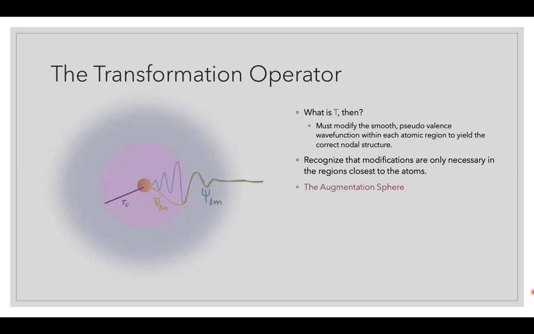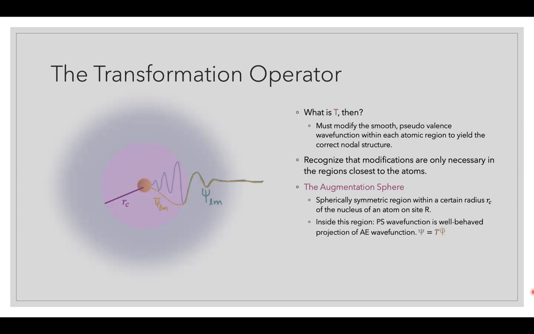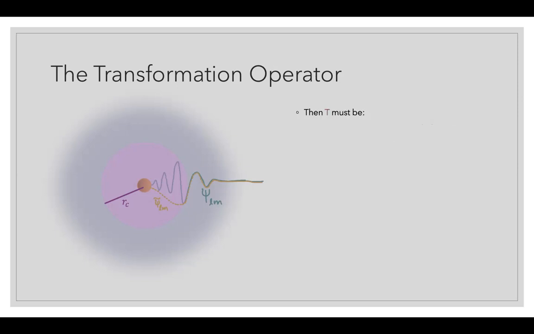What we've effectively done here is defined something called the augmentation sphere. It's exactly as we just said. It's a spherically symmetric region with a certain radius r that extends out of the nucleus of the atom on a certain site. And inside of that region, the pseudized wave function is a well-behaved projection of the all-electron wave function. But outside of that region, those wave functions are equivalent. So then T has to be something that looks like an identity operator plus the sum of these atomic orbital-based modifications. Mathematically speaking, we get this expression here.